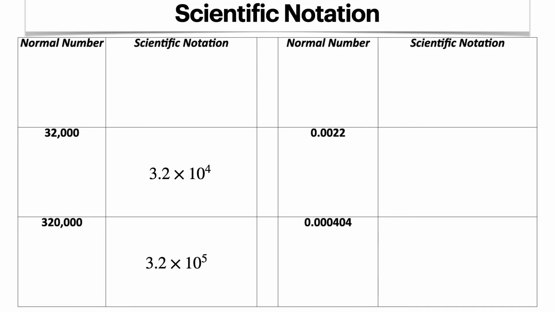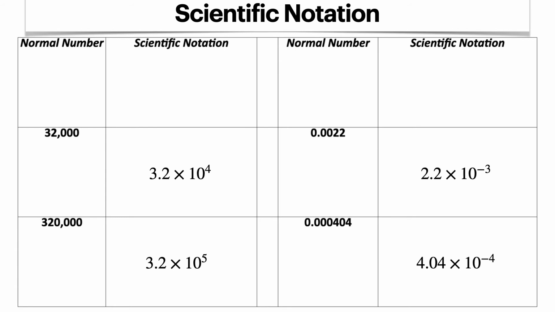The next one I want to do is 0.0022. What would that be? Well, that's 2.2 times 10 to the negative third. I would need to move that decimal place 3 times to get it in between those twos. So that's a negative exponent since I'm moving it to the right. For the next one, it's 4.04.